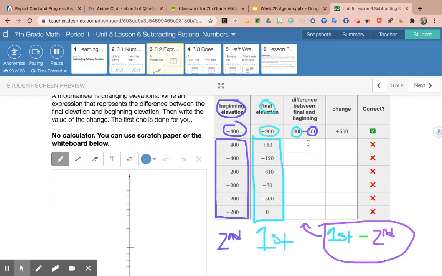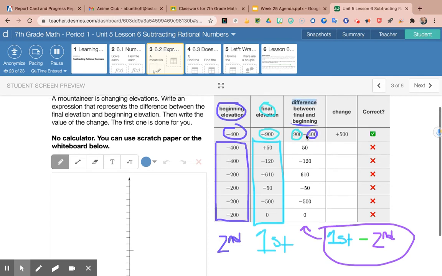Okay, so if the first number goes first, this is positive 50, which is just regular 50, negative 120, positive 610, which is just 610, negative 50, negative 500, and 0. So notice that they do put a plus. I can put that if I want to, but positive numbers have the privilege of just being the regular number, the number without the sign. So I know that no sign means it's positive, so I can write it without a plus.